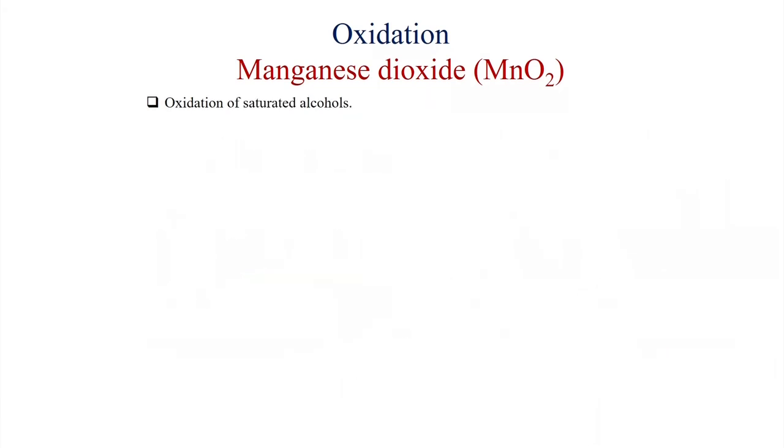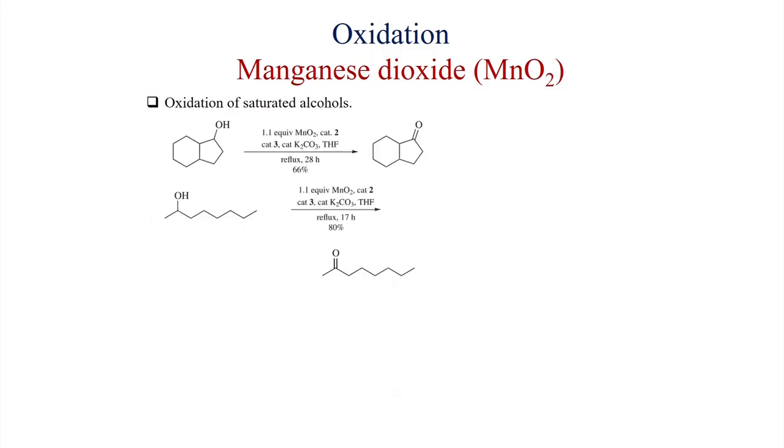So, oxidation of saturated alcohols with MnO2 is also possible, only we need some catalyst or high temperature. Suppose here these two catalysts are used for oxidizing the saturated alcohol to the carbonyl: 1.1 equivalent manganese dioxide and catalyst 2 as well as catalyst 3, which is a para-benzoquinone, and this is a ruthenium complex. It gives, in 28 hours reflux condition, 66% yield of the product. Similarly, this normal chain secondary alcohol also under this condition, 70 hours reflux, gives 80% of this ketone.